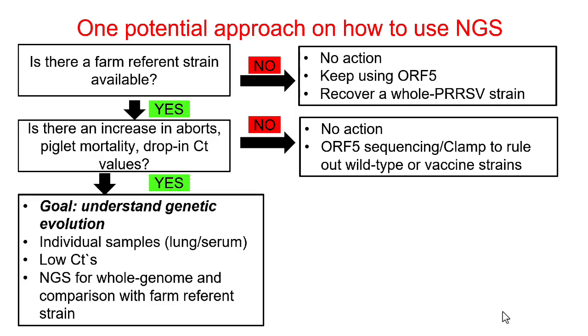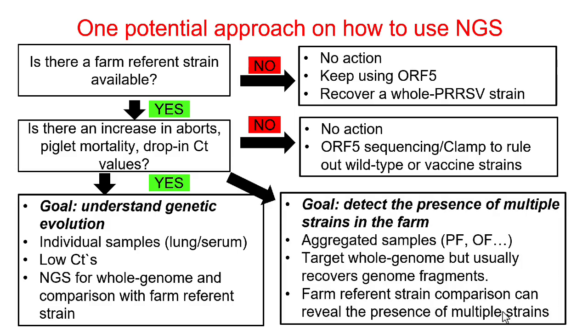Now, if the answer is yes, there are clinical signs occurring in the herd, there is pig mortality, dropping CTs, whatever, then you need to start understanding our goal for doing whole genome sequencing, which is to understand if there is genetic evolution from that strain that we had in the outbreak. Then use individual samples like lung, serum, to try to recover the whole genome for comparison with your farm reference strain, and then you start to see that picture evolve over time.